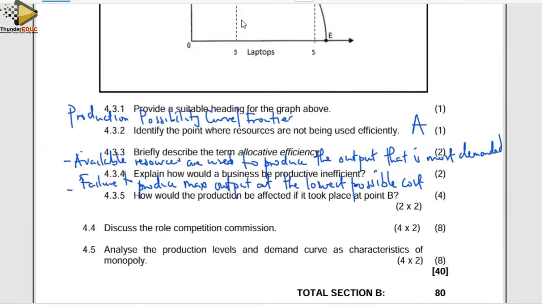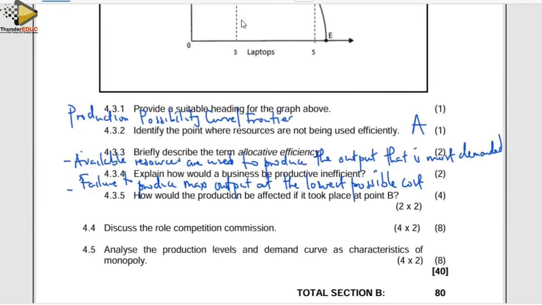Like if you look at perfect competition, the businesses produce at a point where the average cost is at its lowest. But if you look at a monopoly, it produces at a point where the average cost is still falling, which means there is productive inefficiency.